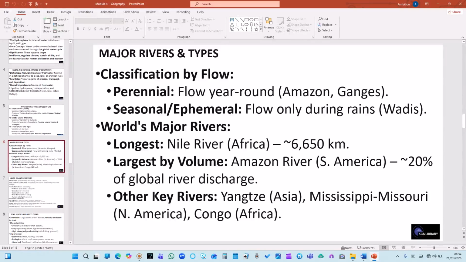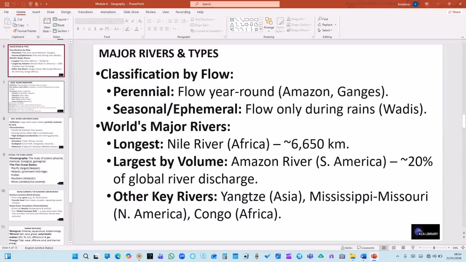So we have the longest river, which is River Nile, located in Africa, which is about 6,650 kilometers. Now we have another river, that is the largest river by volume, which is Amazon River, located in South America, which is about 20% of global river discharge. Then we have other key rivers like Yangtze River, located in Asia, Mississippi, located in North America, and River Congo, located in Africa. So these are the major rivers we have in the world.